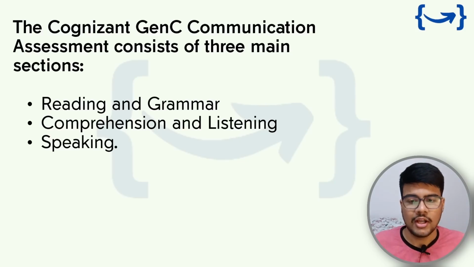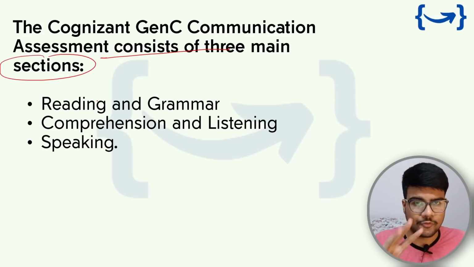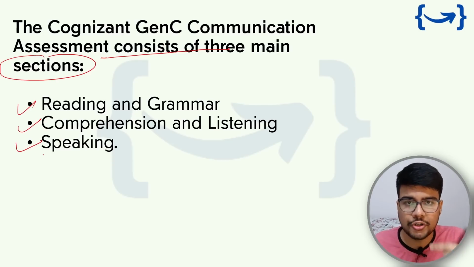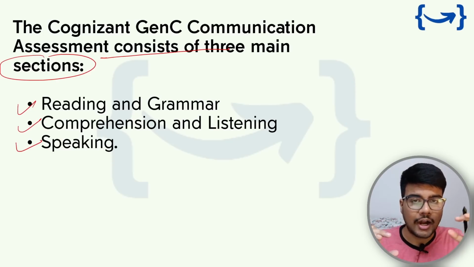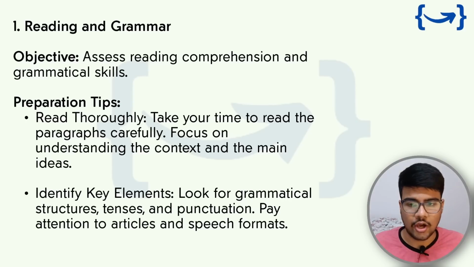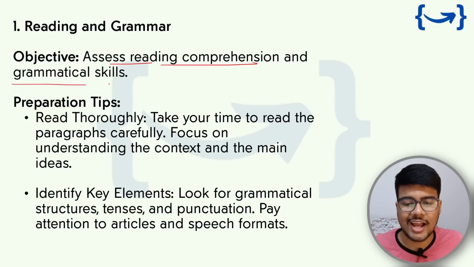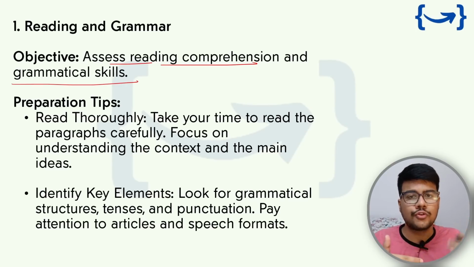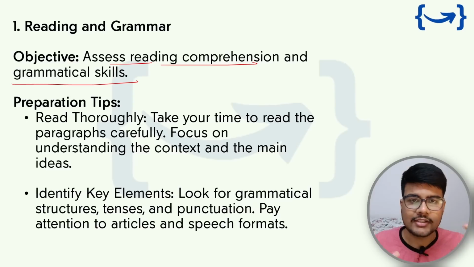Now, the Cognizant Gen Z communication assessment consists of three main sections. First, the blueprint of your communication round, which is reading, comprehension, listening, and speaking. Reading and grammar play an important role here because you can expect a lot of hard pronunciation and crazy sentences. We'll see everything in this video. Now, reading and grammar. Objective: assess reading, comprehension and grammatical skills. It basically checks your comprehension skills, your grammatical errors, how you pronounce things, and how you fill in grammar inside the sentences.